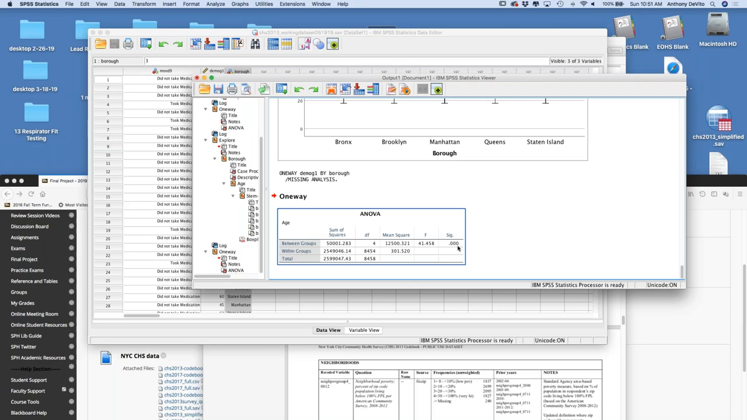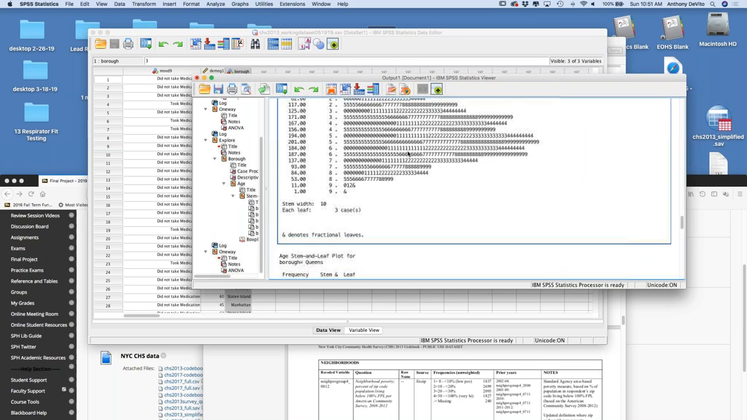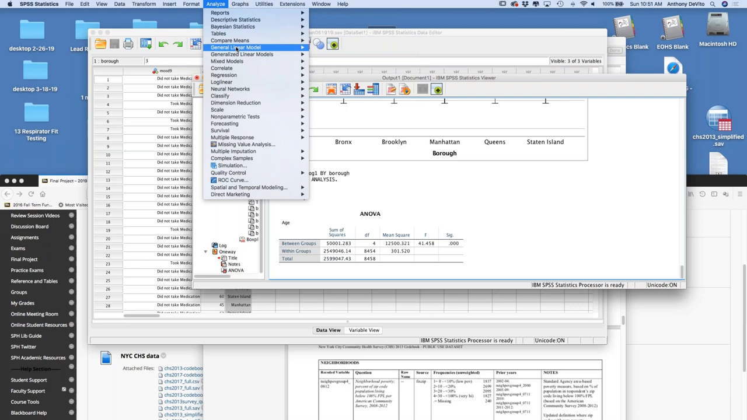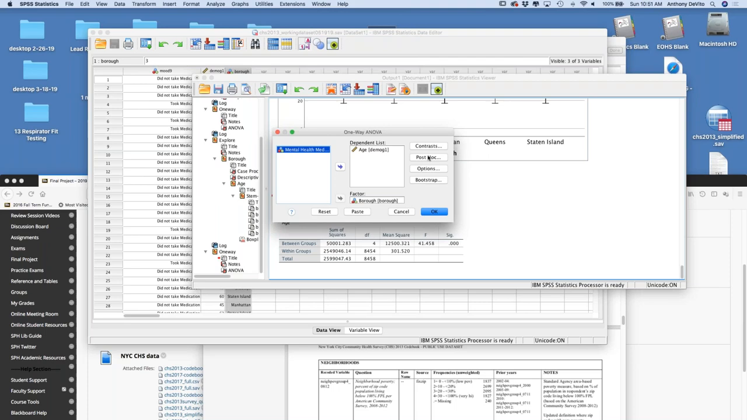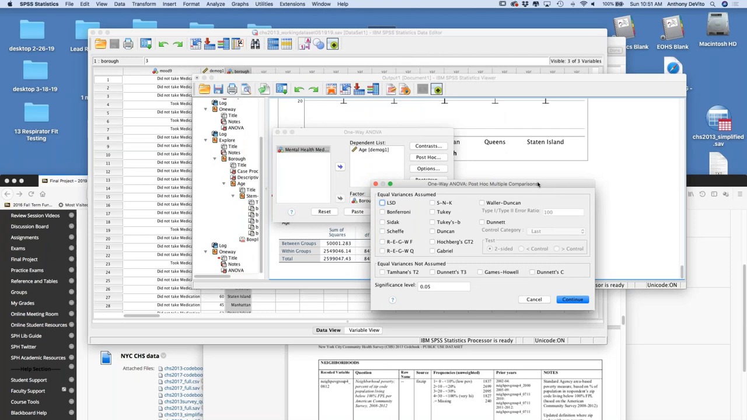Is it between Bronx and Brooklyn or Staten Island and Manhattan and so on and so forth? So now I can go up here and say analyze, and go back to exactly the same spot: compare means, one-way analysis of variance. Now I can go into this tab, post hoc, and tell it to do a test after I've shown that I can reject the null hypothesis, and not before. But you've got to do that first part.